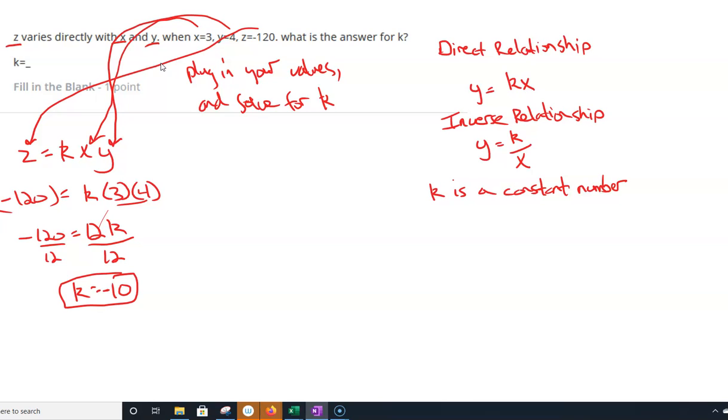Now, if they were to ask you to rewrite the equation, the actual equation is z equals negative 10 x y. That would be the actual direct relationship equation for this particular problem. All right, so that is inverse and direct relationships.